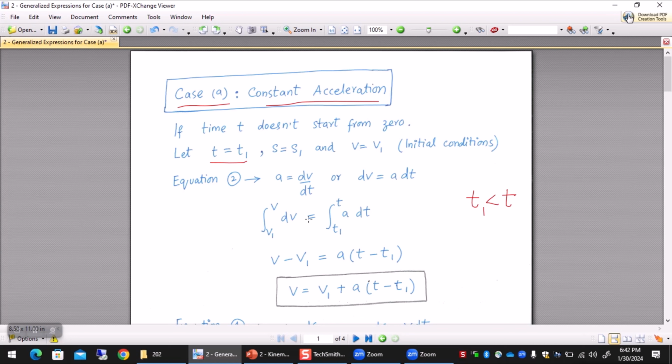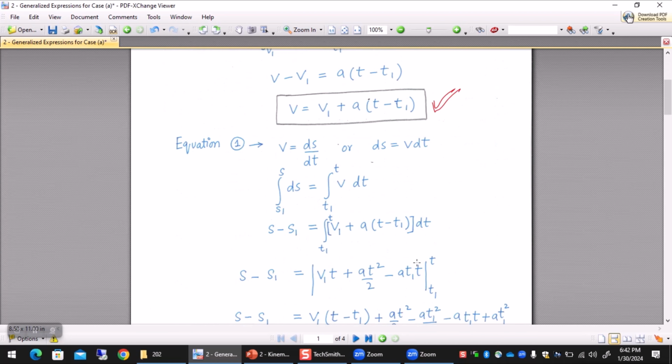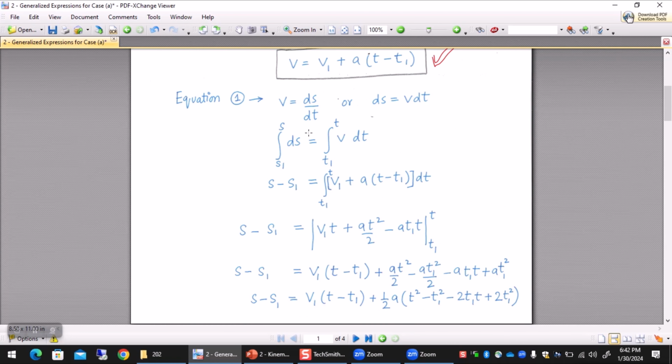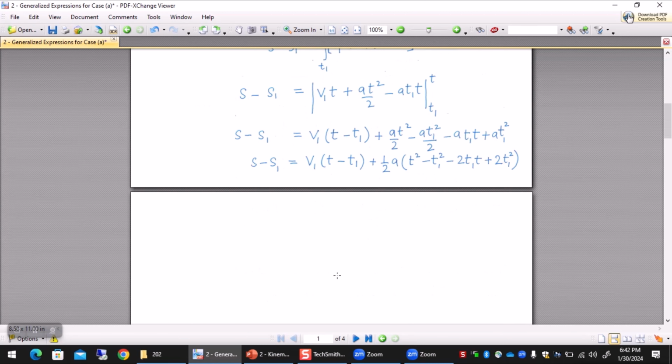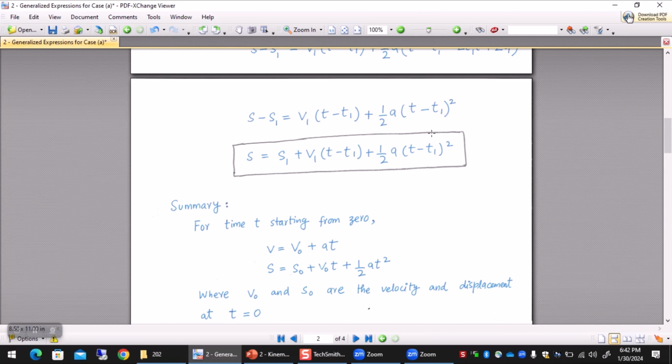I evaluated that integral, putting in the limits from t1 to t this time, and I get a slightly modified equation for the velocity versus time relationship, right? And then I repeated the process, integrating this velocity as a function of time again from t1 to t, and I get the displacement equation, which is this one which I am highlighting now, right? So in this equation t1 is your starting point, the value of displacement at time t1 is s1 and the value of velocity at time t1 is v1, right?